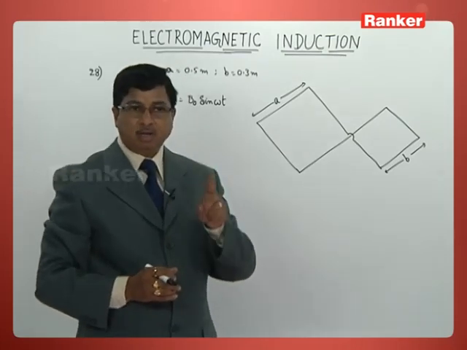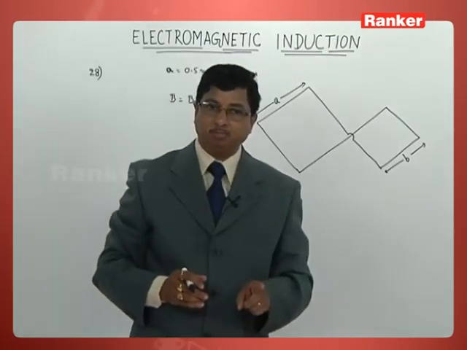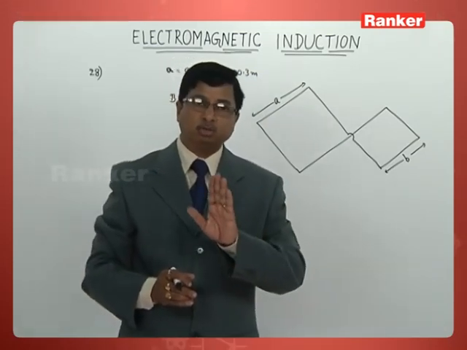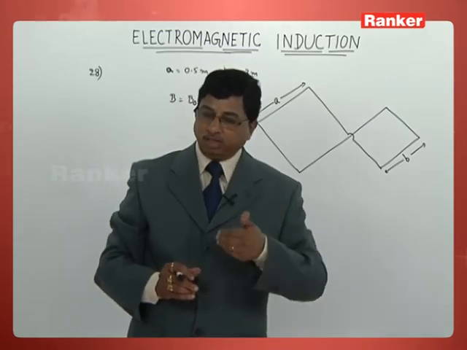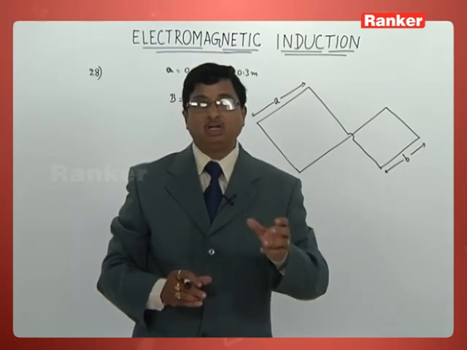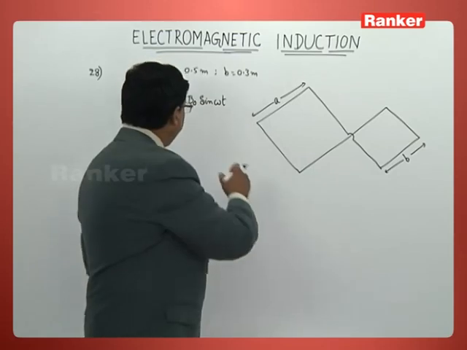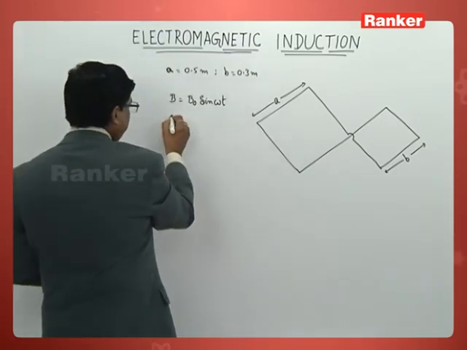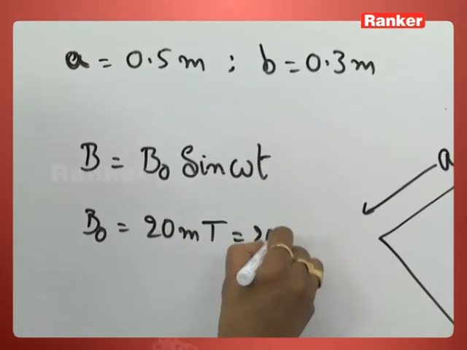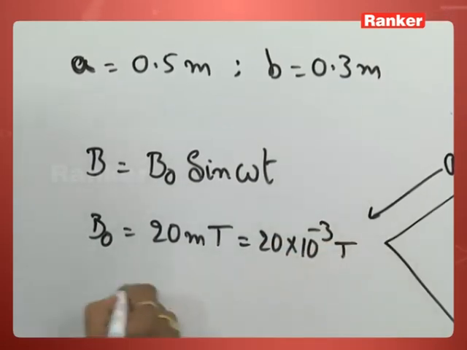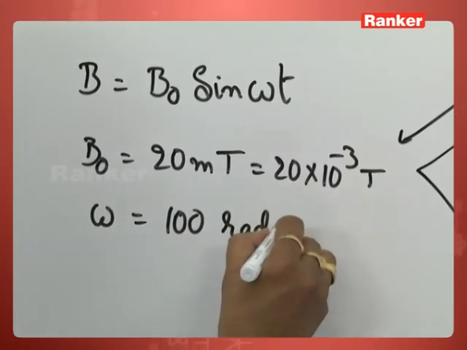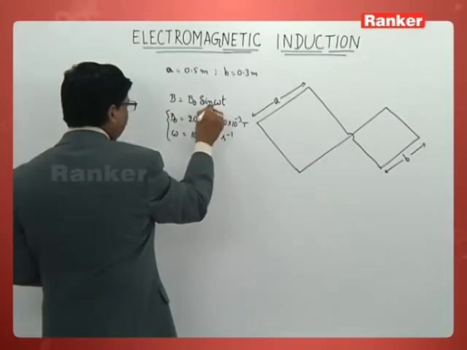Already in one of the problems earlier we have discussed, unless there is a varying magnetic field with respect to time, we cannot directly get induction; induced EMF is not going to be observed. Now what is he giving us? Look at B naught, he gave 20 millitesla, that is 20 into 10 power minus 3 Tesla, and omega value directly given as 100 radian per second. In fact, these are the values given there.